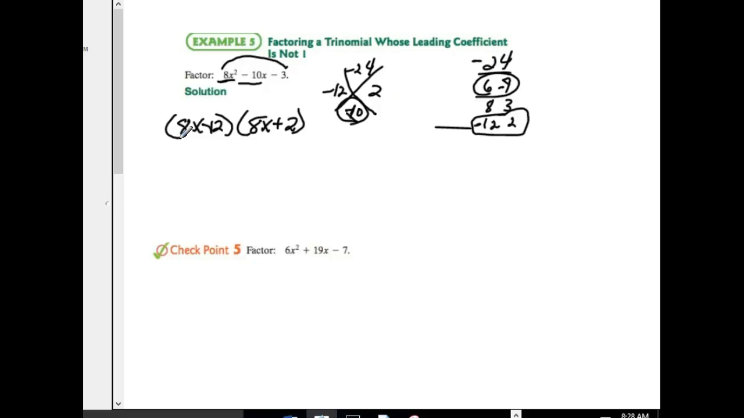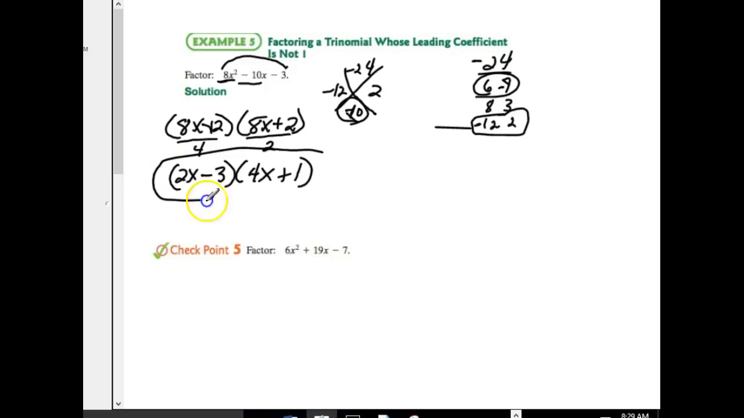Now, the last step is, if these are divisible, we've got to simplify these down to simplest terms. For instance, this one, both of these are divisible by 4. So I'm going to divide both of those by 4, and I end up with 2x minus 3. Okay. And on this side, both of these two factors are divisible by 2. That ends up being 4x plus 1. And there I have my factors.